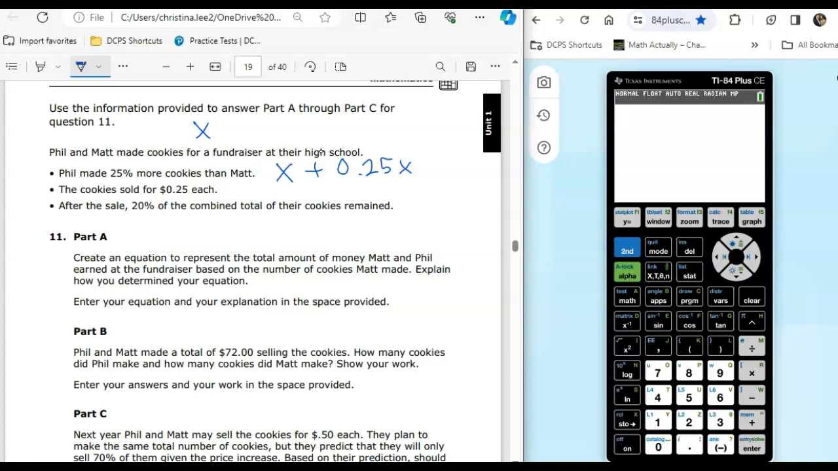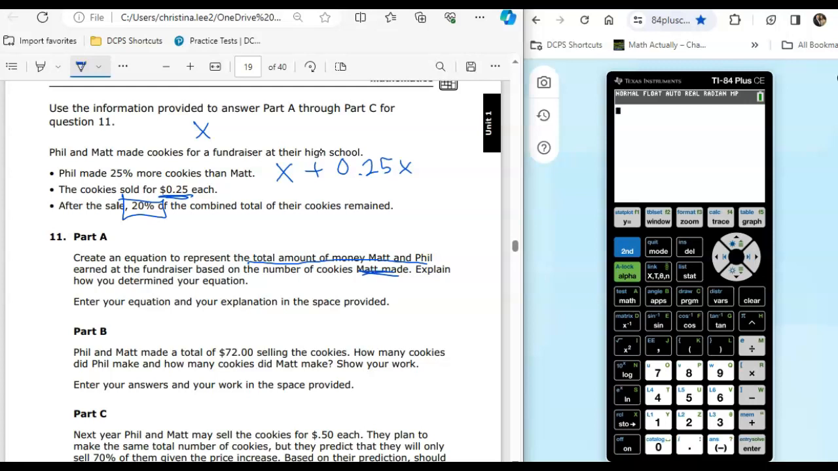The cookies are sold for 25 cents each. Okay, so then we also have a 0.25 here. After the sale, 20% of the combined total of their cookies remained. So after they sold all of them, they still had 20% of their cookies left. So it says create an equation to represent the total amount of money Matt and Phil earned at the fundraiser based on the number of cookies Matt made. So Matt again is X. Explain how you determined your equation. Enter your equation and your explanation in the space provided.